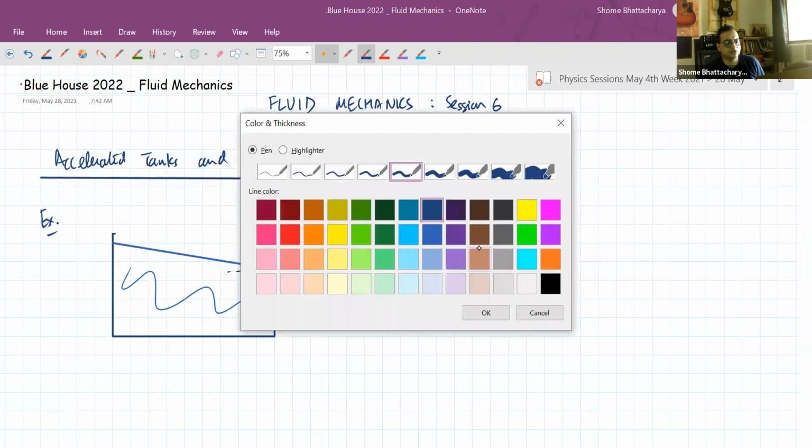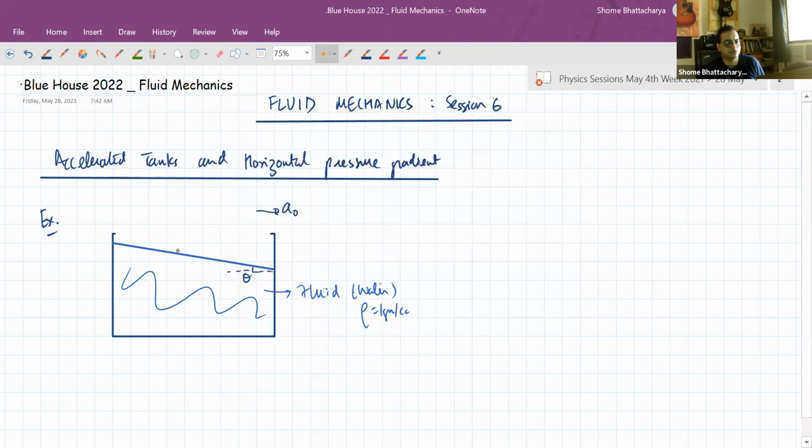Suppose we have this situation. We have a wooden block floating in water, which is stationary in an accelerated tank. The density of wood is, let's say, 0.6 gram per cc. And the tank is accelerated horizontally like I've shown over here.